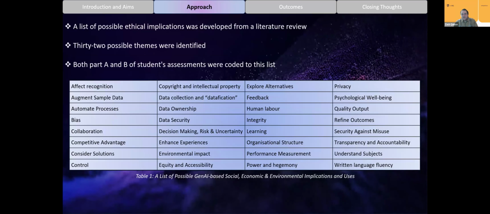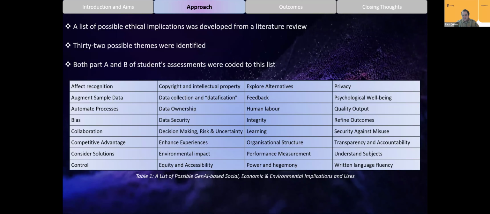So to answer the research aims, we needed to see if students were able to undertake the explicit and the implicit instructions. And we also wanted to obviously gain their perceptions on what topics within GenAI they were looking at. So what we did is we scoured the literature for some themes or topics that incorporated social, economic, or environmental implications of the uses of GenAI. And we came up with 32 possible themes.